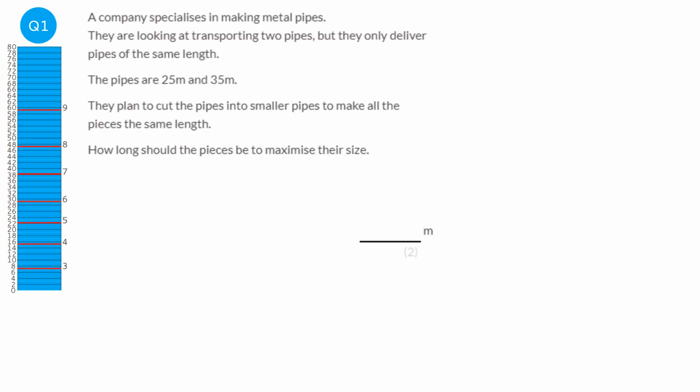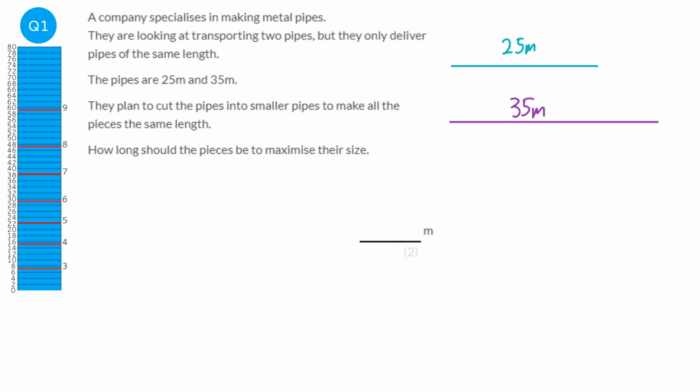Enjoy! So if we imagine we've got the 25 meter pipe here, and we've got the 35 meter pipe here, the question's basically asking us what can we cut all these pipes into, and they all have to be the same length that will fit with the 25 meter and the 35 meter. And essentially what this question is asking is, what is the highest common factor of 25 and 35?